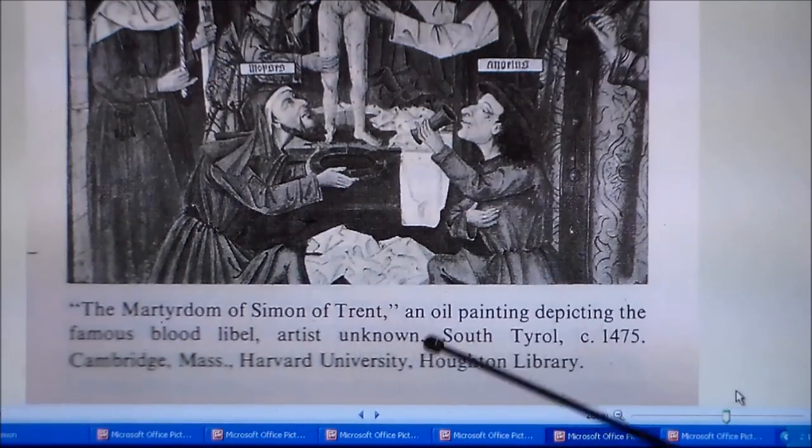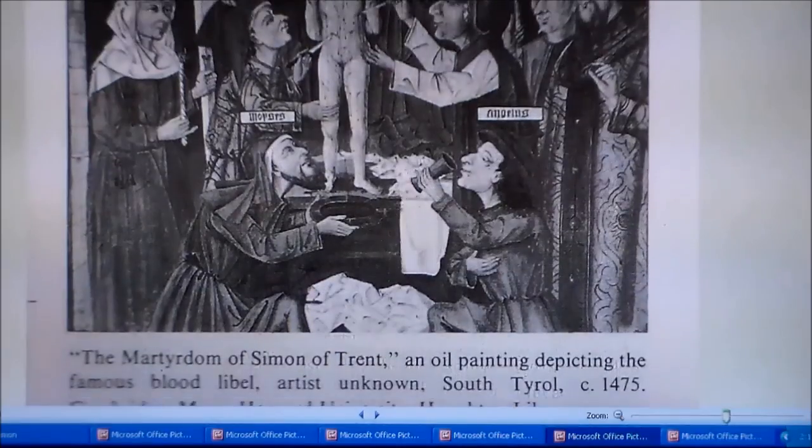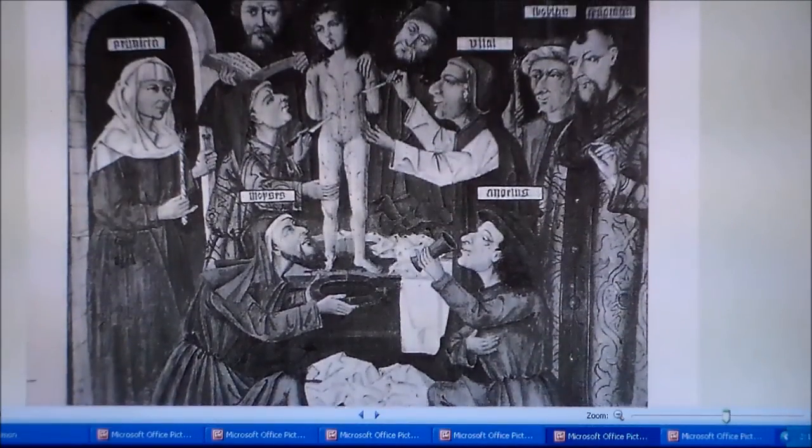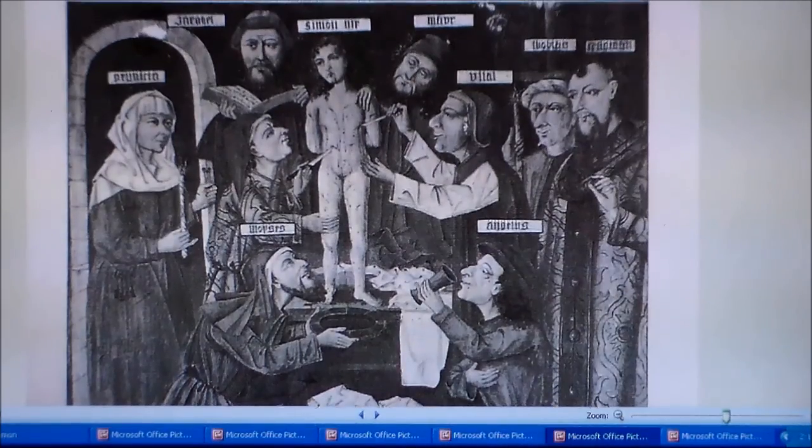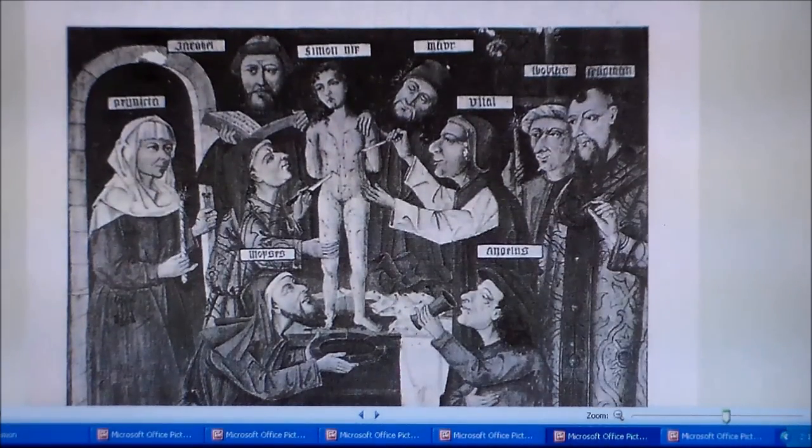Artist unknown, but we know who the artist is. We know who the artist is. Now we're going to scroll back up to the top here and point out a couple of things that we didn't quite see in the last picture.